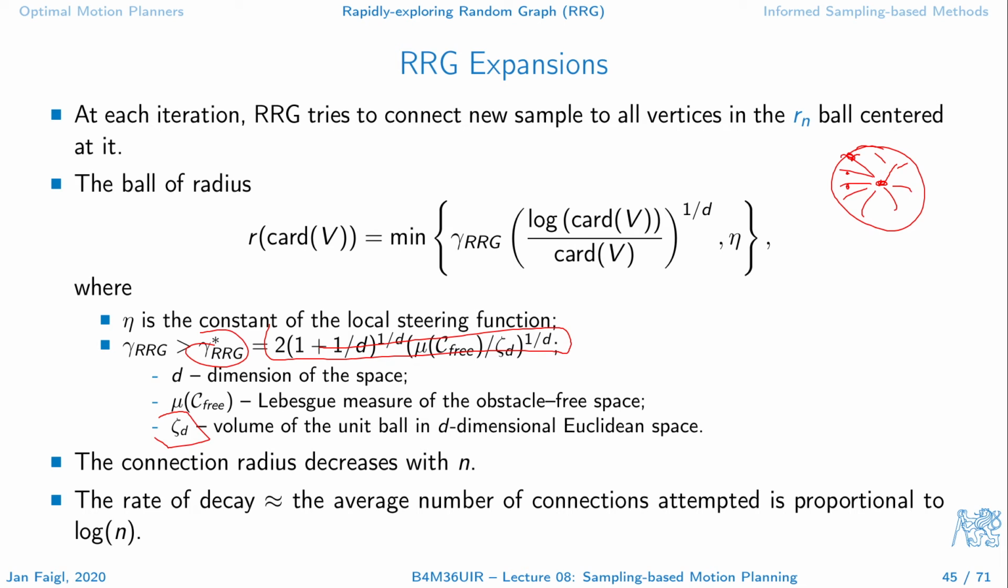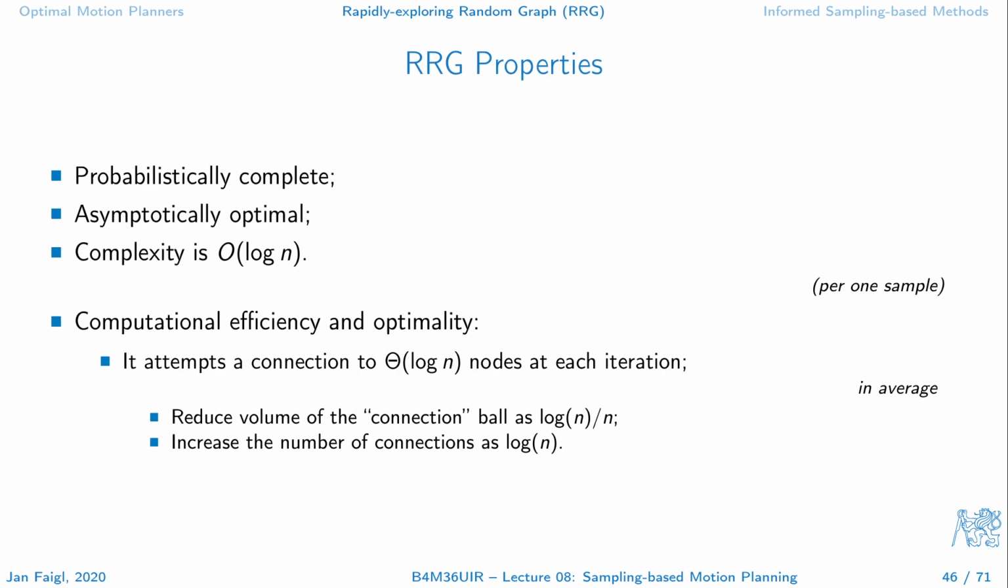And what is quite important is that the rate of decay, the average number of connection attempts, is proportional to the logarithm of n. So that's that we are not connecting all the locations, configurations. So what are the RRG properties? It is probabilistically complete, it is asymptotically optimal, its complexity in one step is logarithmic, its computational efficiency and optimality, it attempts a connection, it can be bounded by log n nodes at each iteration on average.